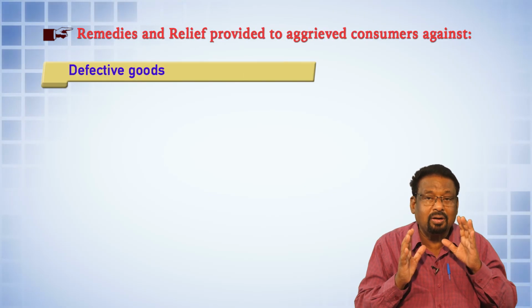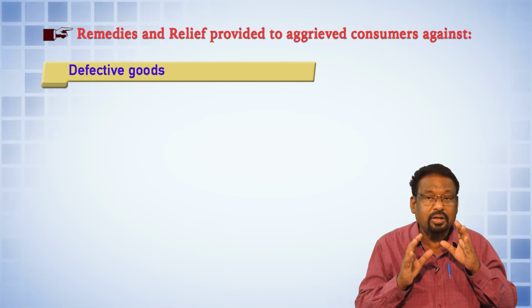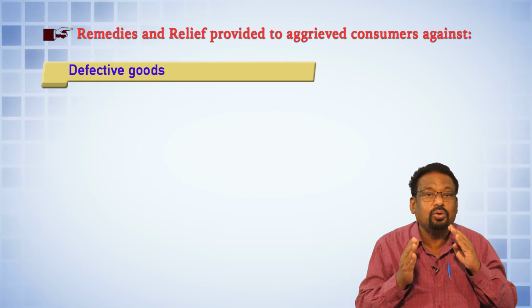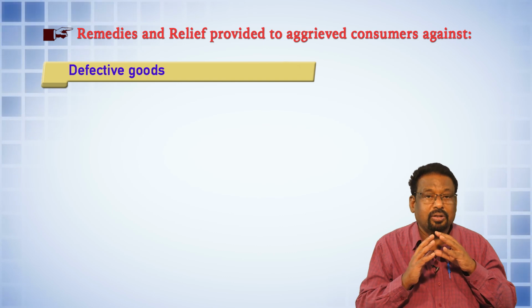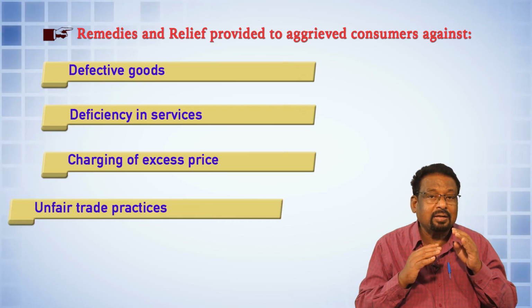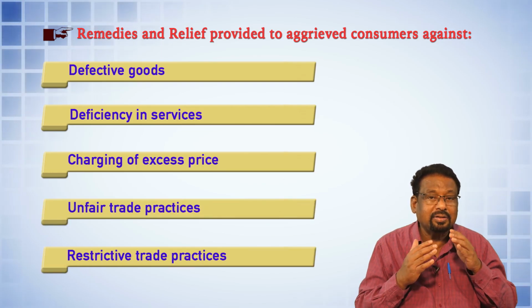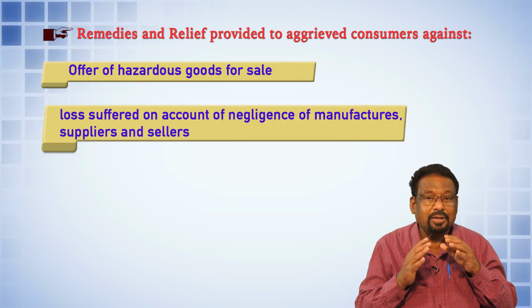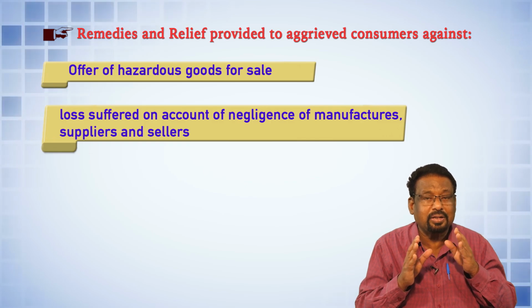Now, what are the remedies available or provided under the Consumer Protection Act to the consumers whose rights are affected? The remedies provided to the aggrieved consumers are: one is the remedy or relief against the defective goods sold or purchased by the consumer. Then deficiency in services, charging of excessive price, adoption of unfair trade practices, adoption of restrictive practices, offer of hazardous goods for sale, and loss suffered on account of negligence of manufacturers, suppliers and sellers. Let me take them very briefly.